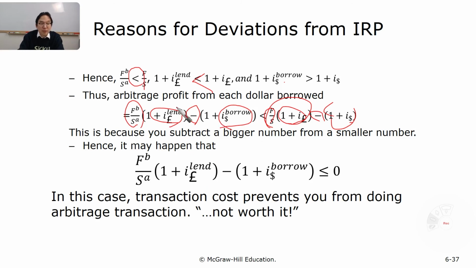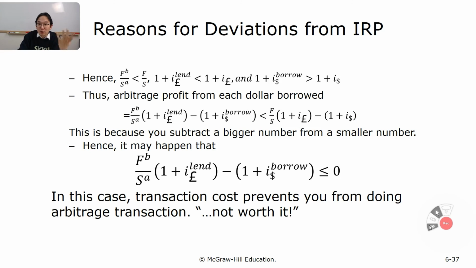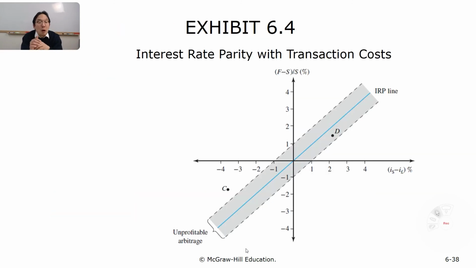I should have said it in the left-hand side, by the way. Hence, it may happen that this guy will be non-negative. In this case, transaction cost prevents you from doing arbitrage. So it's not going to be worth it, right? Transaction cost will prevent you from doing all this arbitrage. That's one sentence summary.